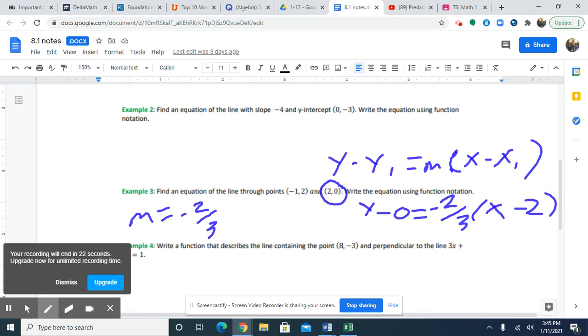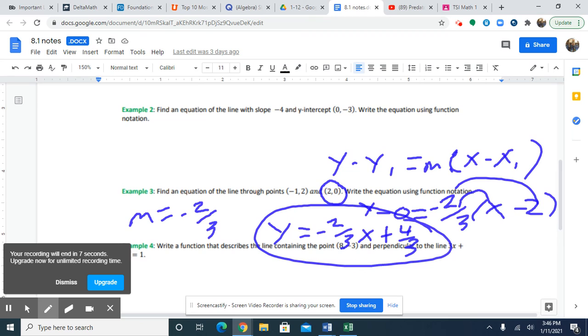So y minus 0 goes away, so all we're left with is y. And then if we distribute, we would have negative 2 over 3 x, and then negative 2/3 times negative 2 would give us positive 4 over 3, and that would be our equation.